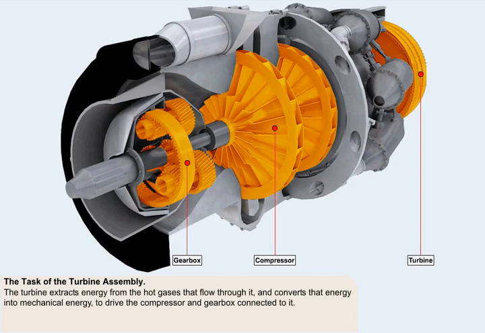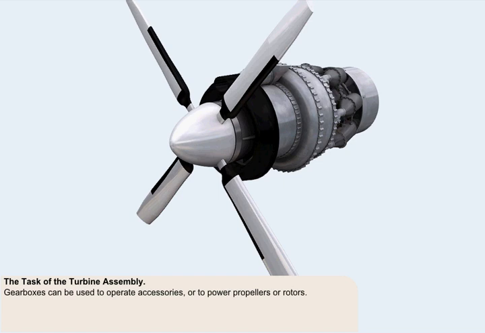The turbine extracts the different forms of energy from the hot gases that flow through it, and converts that energy into mechanical energy, which it uses to drive the compressor and gearboxes connected to it. Gearboxes can be used to operate accessories or, in the case of engines that do not use predominantly jet propulsion to generate their thrust, to power propellers or rotors.